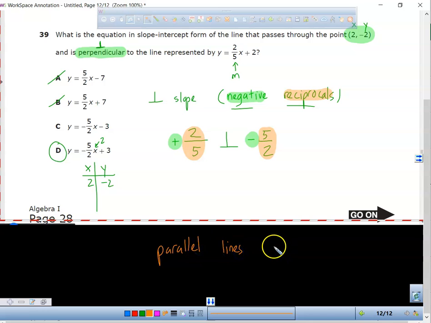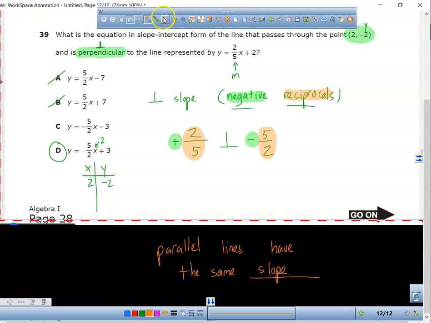Now, the other thing they might ask you guys is about parallel lines. So write this one thing down. Parallel lines have the same what? Same slope. So put parallel lines have the same slope. That's the other part that you need to write down. Perpendicular lines, their slopes are negative reciprocals. Parallel lines have what's called the same slope.